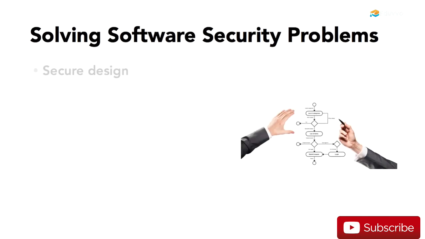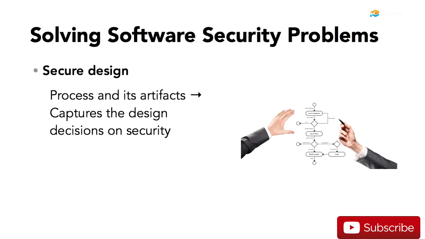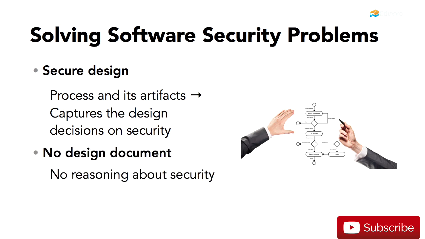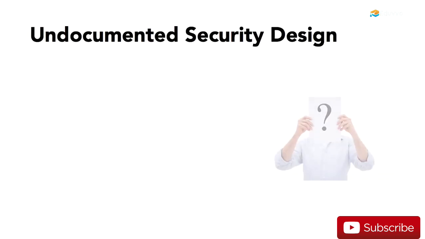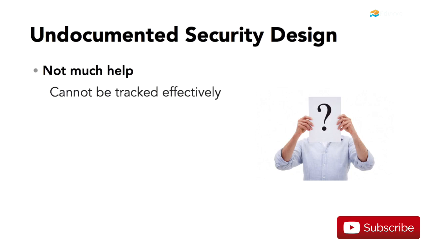In solving software security problems, the design process and its artifacts are even more important since they capture the security design decisions. The absence of design documents most probably implies that nobody thought about how to secure their software. Even if informal, undocumented design decisions do exist, they are not too much help because the security design decisions cannot be tracked effectively, and therefore their enforcement will be almost impossible. This is why formal security design process and its documentation is so critical.